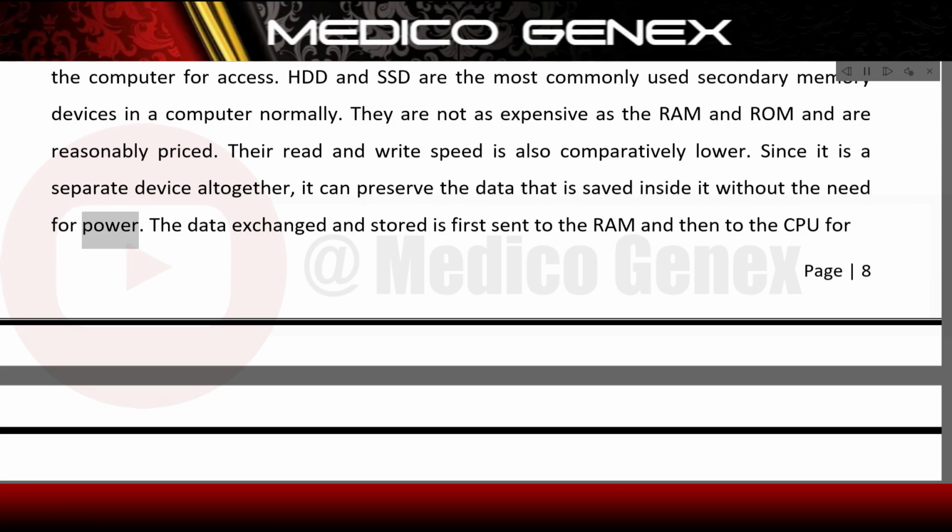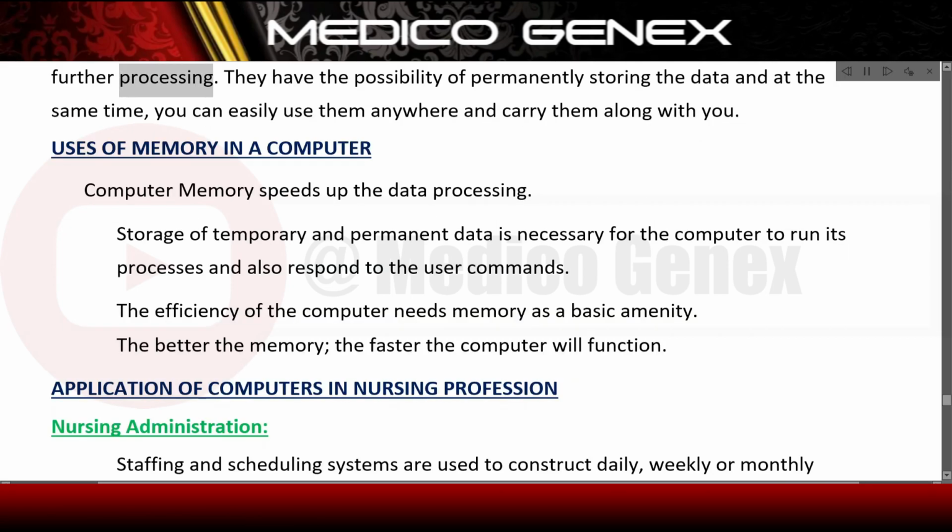for power. The data exchanged and stored is first sent to the RAM and then to the CPU for further processing. They have the possibility of permanently storing the data and at the same time, you can easily use them anywhere and carry them along with you. Uses of memory in a computer.